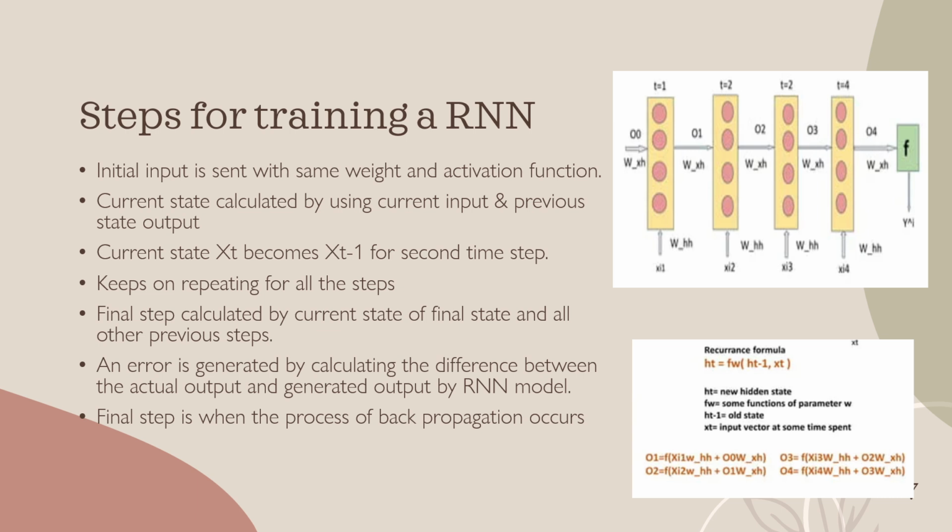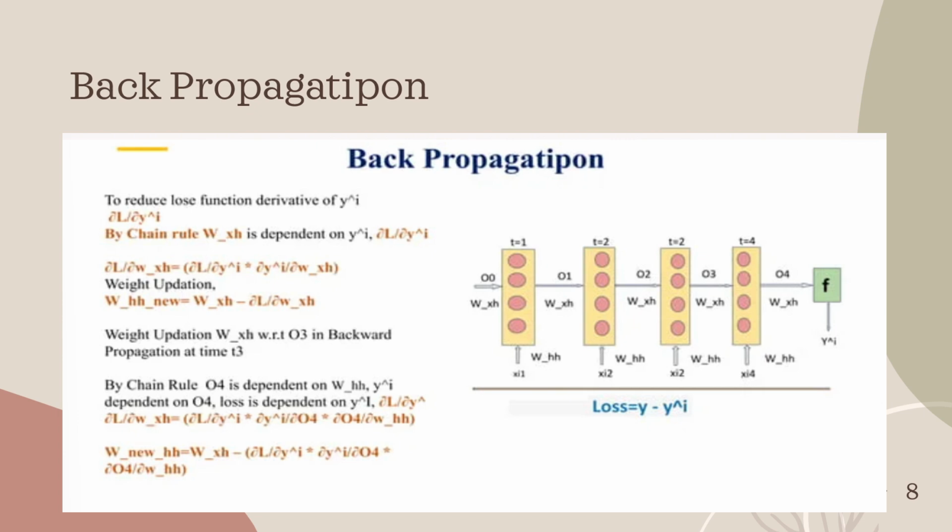As you can see in this diagram also, here we can explain the recurrence formula: st equals fw(st minus 1, xt), where st is the new hidden state, fw is some function of parameter w, st minus 1 is the old state, and xt is the input vector at some time step. So this is the step for training an RNN.